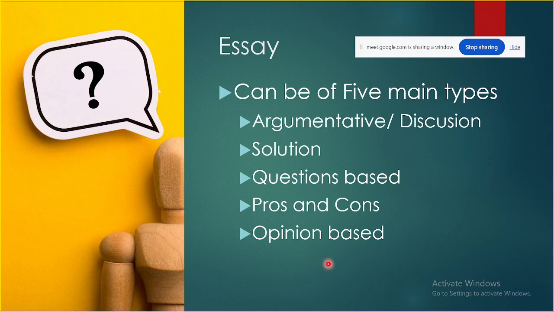In opinion-based essay, they provide you two opinions about a single topic and then ask you to give your opinion as well. So your opinion is the third opinion. Like for example, some parents believe that science subjects should be given more credit hours, while others believe that art subjects deserve more credit hours. Discuss both these views and give your opinion.